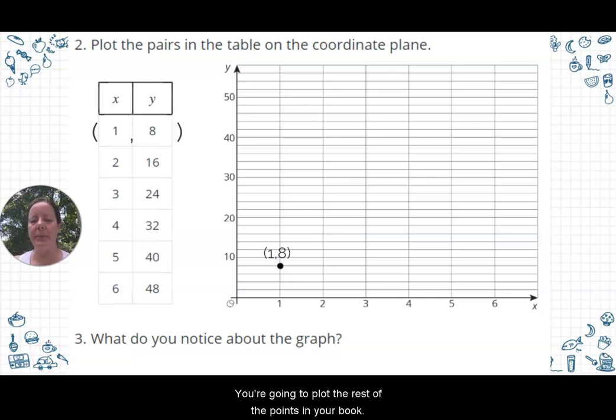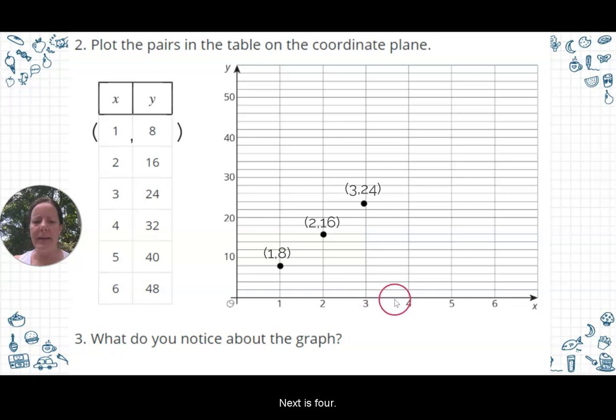You're going to plot the rest of the points in your book. So pause the video to do that and then come back to double check your answer. So I'm going to go over to 2 and I'm going to go up 16. Put the point, label it. Next point is 3 and then up to 24. So I'm going to go up to 20 and then 2 more lines is 24. Next is 4 and 32. Okay, 5 and 40 and 6 and 48.